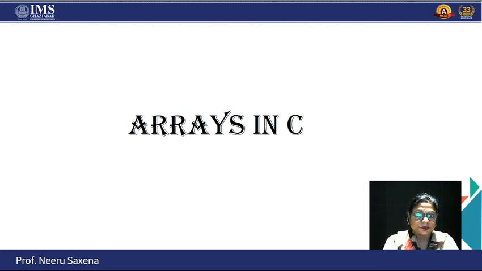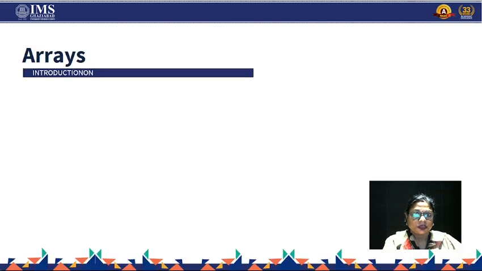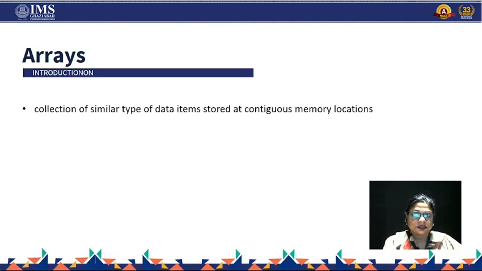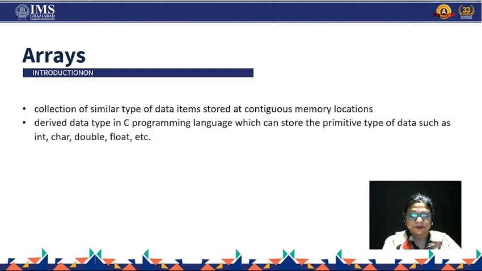Today I am going to discuss arrays in C. Now what are arrays? Arrays are nothing but a collection of similar data types, stored as similar data items at contiguous memory locations.